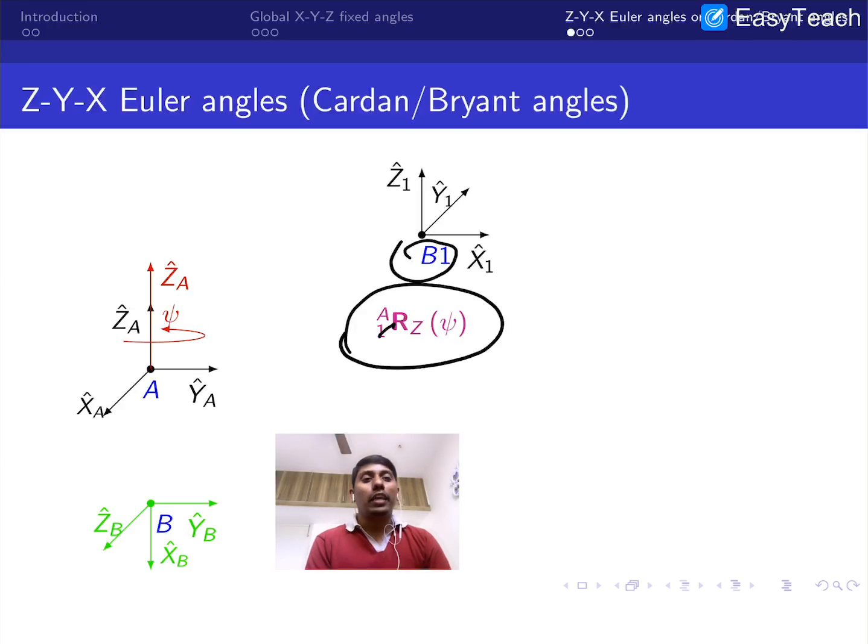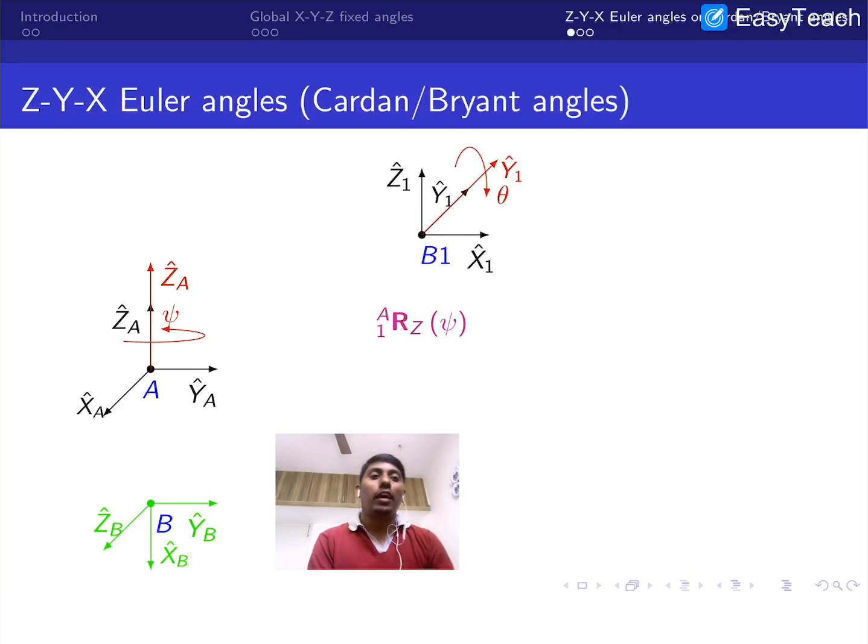Now the second one is a Y axis, but not this Y axis. Now this is supposed to be this Y axis, right? Because it is a moving, or movable, frame, or body frame rotation. So in that sense, I am taking that as Y1.